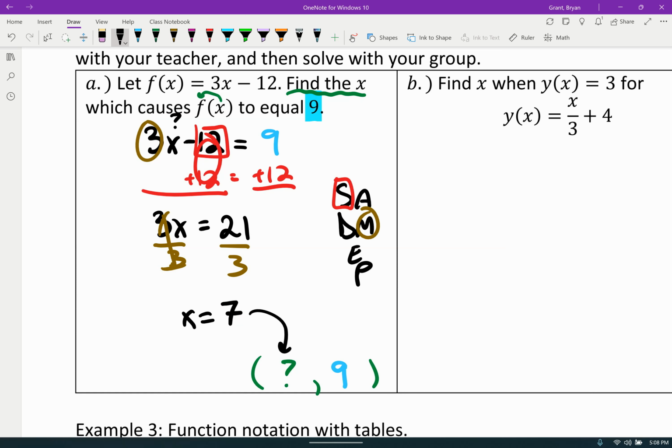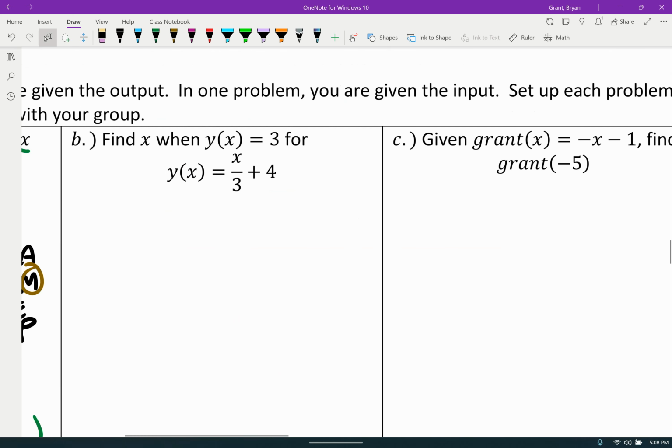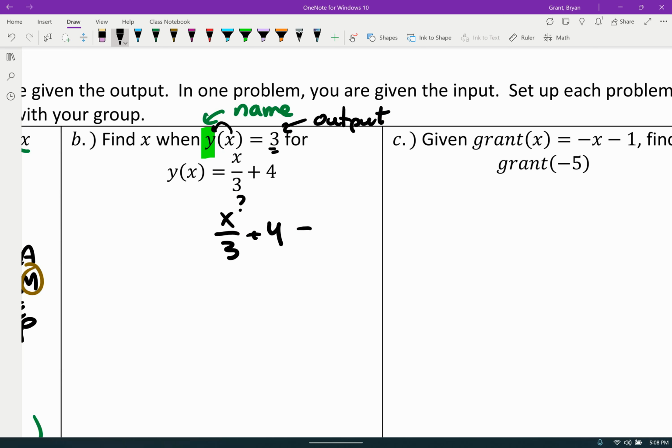Okay, let's look at B. Find x when y of x equals 3. So this is a weird one. We have the name of our formula this time, right? The name is y. And they said find the x. So we certainly do not know the x value. However, they've told us that when you input the x into our formula, the answer or the output must be 3. So the question becomes, what x turns this formula into an answer of 3?